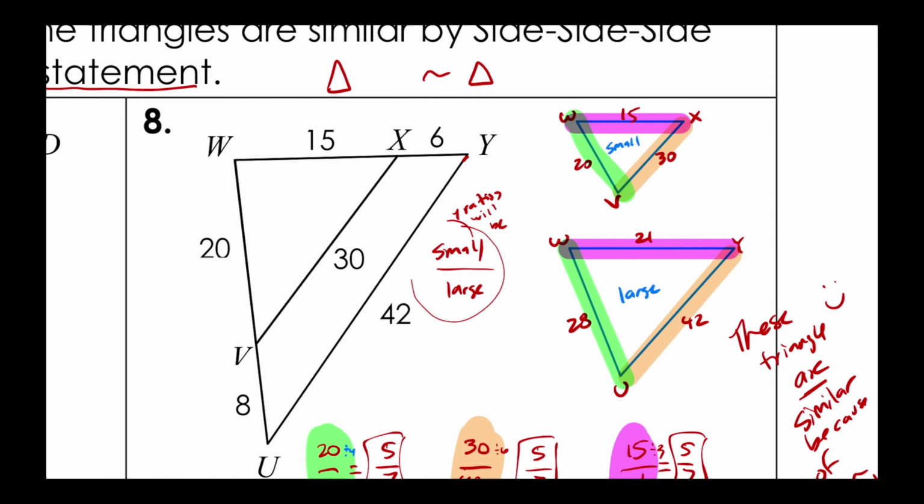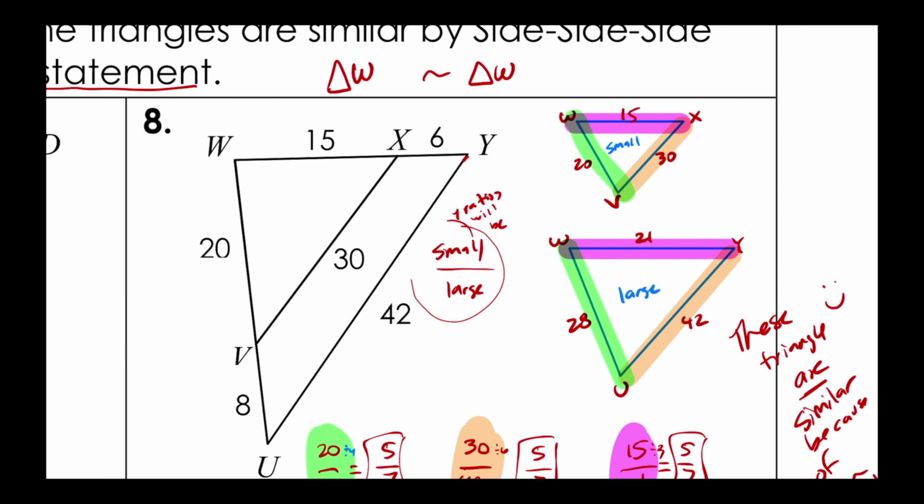So remember, we need to put the corresponding vertices in the same order. Okay, so if I look here, I'm going to start with W because W is the same in the small triangle and in the large triangle. So I'm going to start with W. Doesn't matter which one you start with, as long as they match on both sides. They match here and here. If I put W first, then I got to put W first over here because those are matching. You got to put them in the same order.